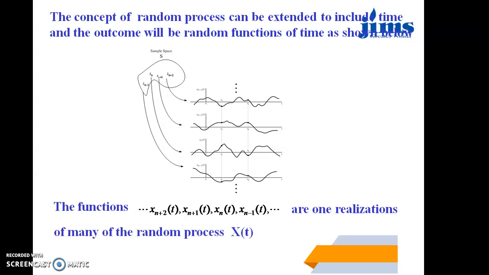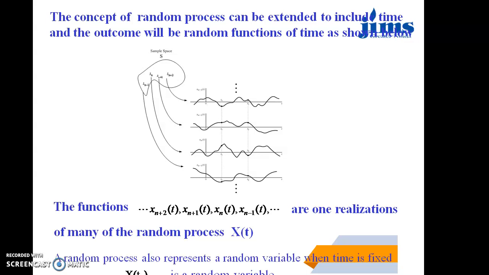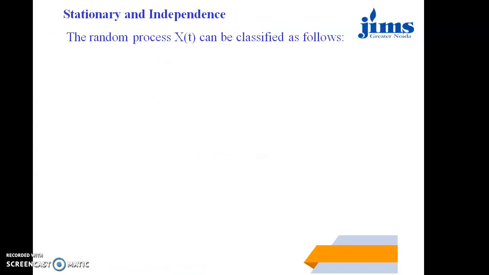These are denoted by the functions x1(t), x2(t), x(n-1)(t), x(n+1)(t), and so on. So the random process is basically determined by X(t). It is defined as capital X(t), where capital X(t) includes all the small x(t), x1(t), x2(t), and so on. So the random process is determined by a random time function.